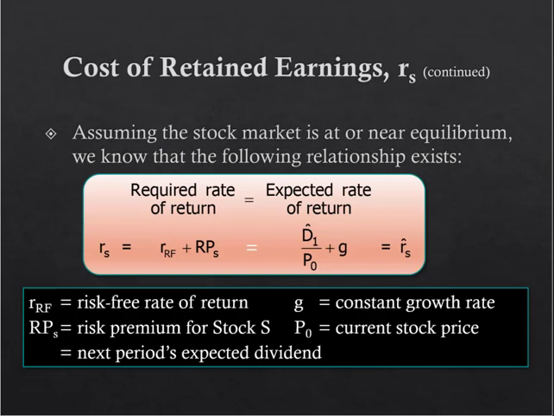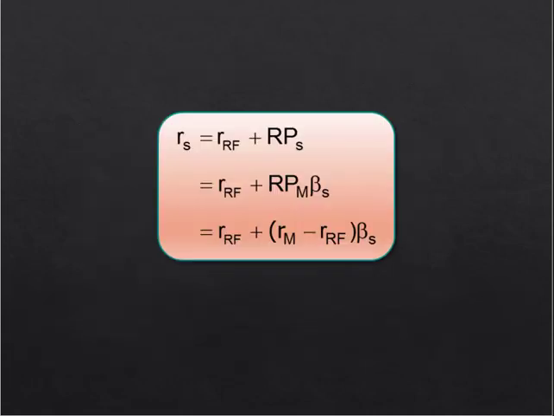Here's a basic standard formula. Assuming the stock market is at or near equilibrium, we know the following relationship exists: the required rate of return on the stock is equal to the risk-free rate plus a risk premium for the stock, which again goes back to the capital asset pricing model. And that equals the expected dividend rate of return, which is the dividend expected to be paid at the end of period one over the price today, plus the growth rate. And that'll equal the expected rate of return on the stock, R hat sub S.